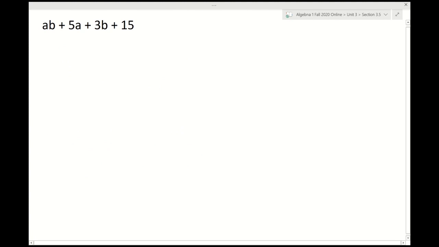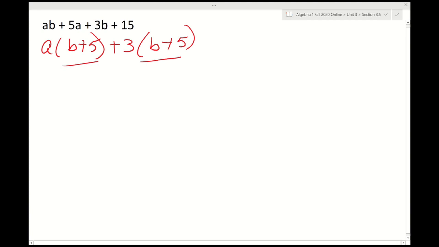Continuing the same idea here, we can see the first two have a common term of an a, and the second two have a common factor of a 3. When we do that, we see a common factor amongst the pairs of a b plus 5, and that leaves us with an a plus 3.